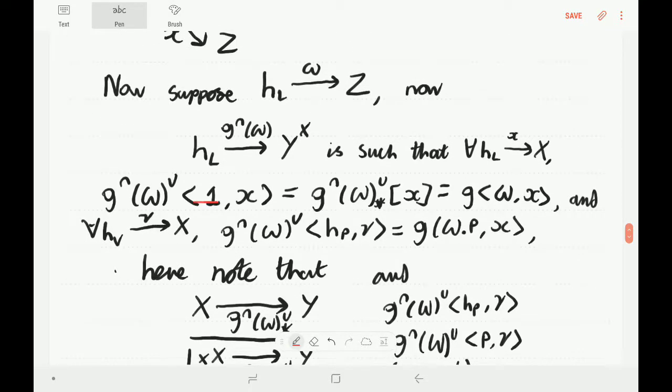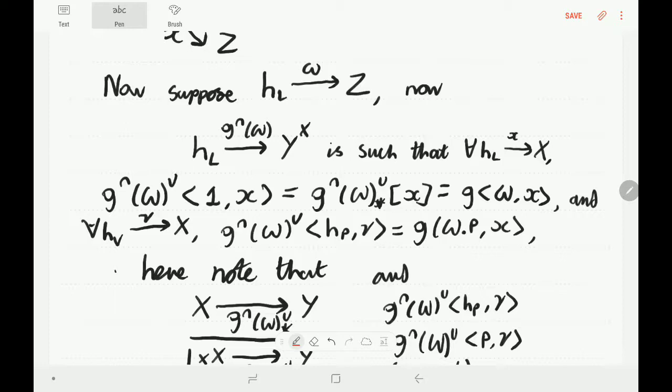We get that this is going to send a loop w of z to a loop of this exponential object, and that loop is just going to correspond to this morphism, which works on loops just as G works on loops, with this w held fixed.